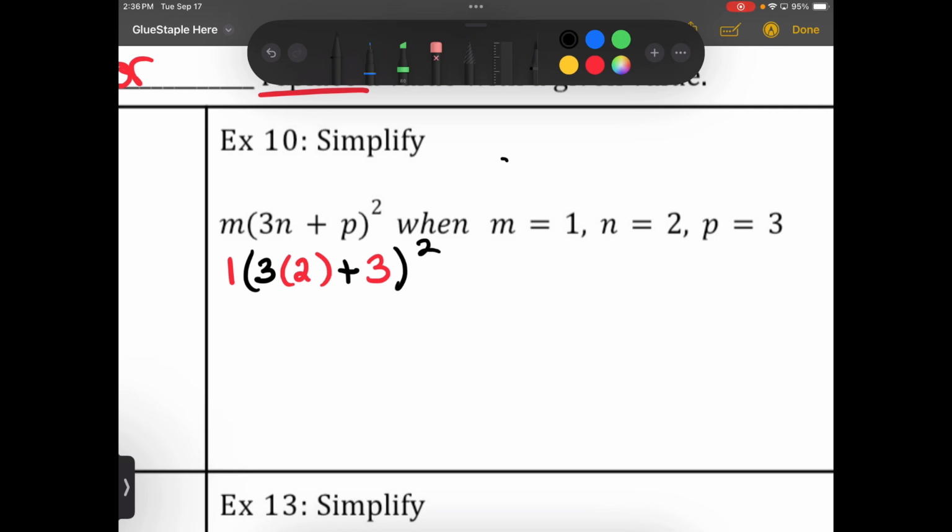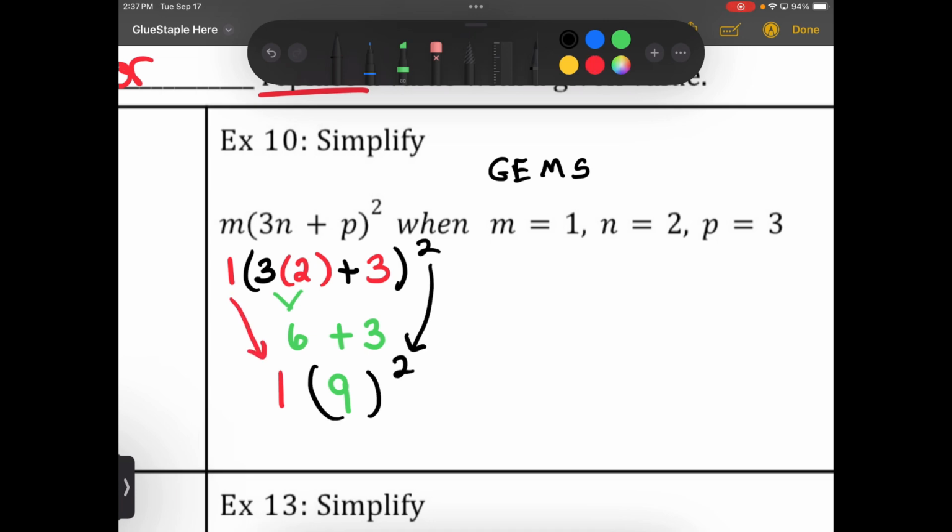squared. We are back at gems, grouping, exponents, multiplication, division, addition, and subtraction. So I have this grouping right here. Inside, I have to start with the multiplication. What's 3 times 2? 6 plus 3, 9. Bring down our 1, parentheses, and bring down that squared. 9 squared, 81. So I have 1 times 81, which equals? Good job. So I want you to do example 11 on your own.